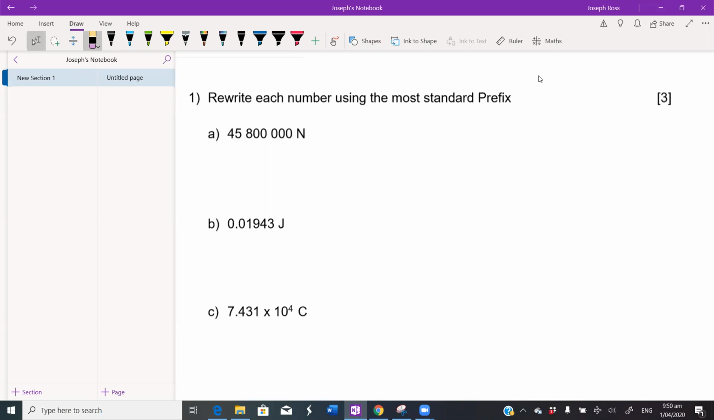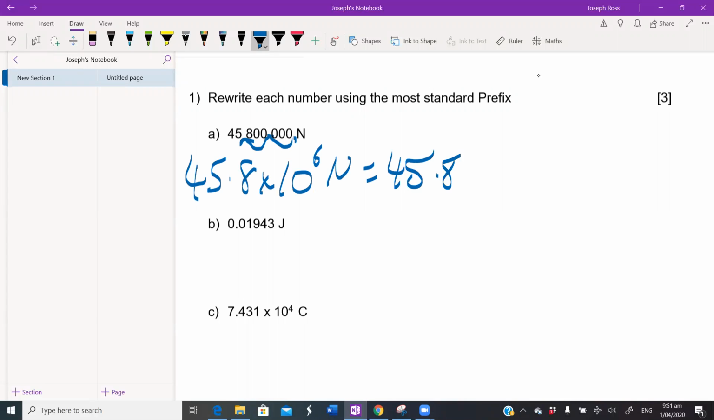So we use the word million there, which tells us we're dealing with 45.8 meganewtons. Alternatively, there's no decimal point given, so we assume that decimal point is right at the end of the number. And if we move it in steps of 3 until we get the decimal point into a position where we would need to write the least possible number of zeros, we get 45.8 multiplied by 10 to the 6 newtons, which is 45.8 meganewtons. And that was worth 1 mark.